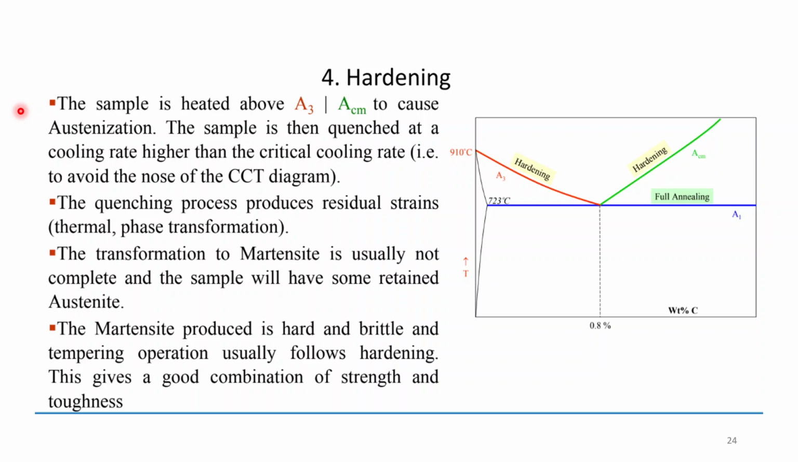The quenching process produces residual strains, thermal and phase transformation. The transformation to martensite is usually not complete and the sample will have some retained austenite. The martensite produced is hard and brittle, and a tempering operation usually follows hardening, and this gives a good combination of strength and toughness.